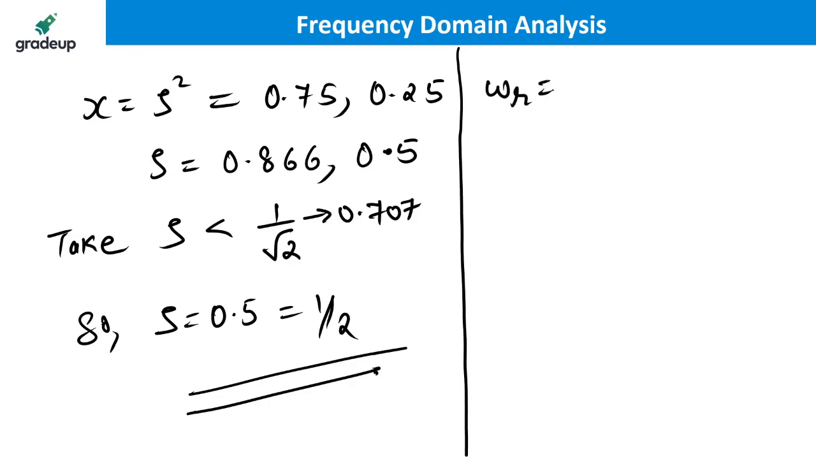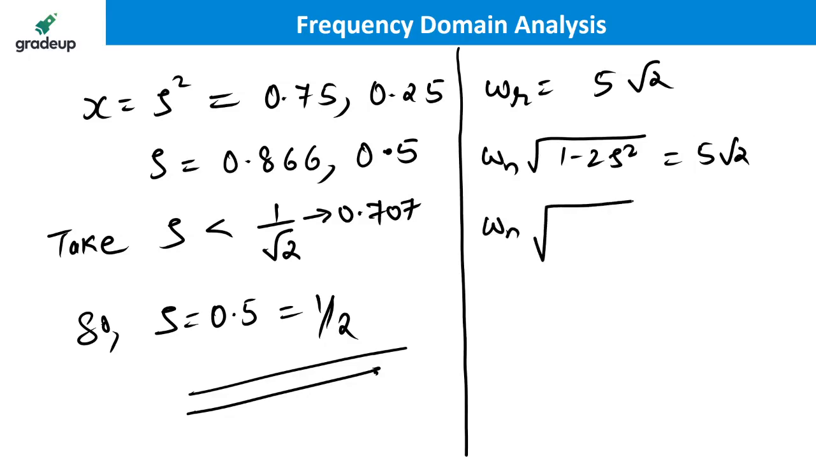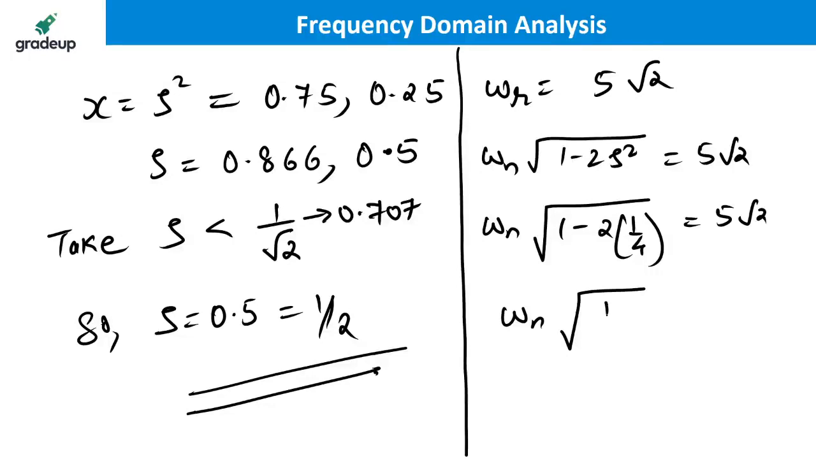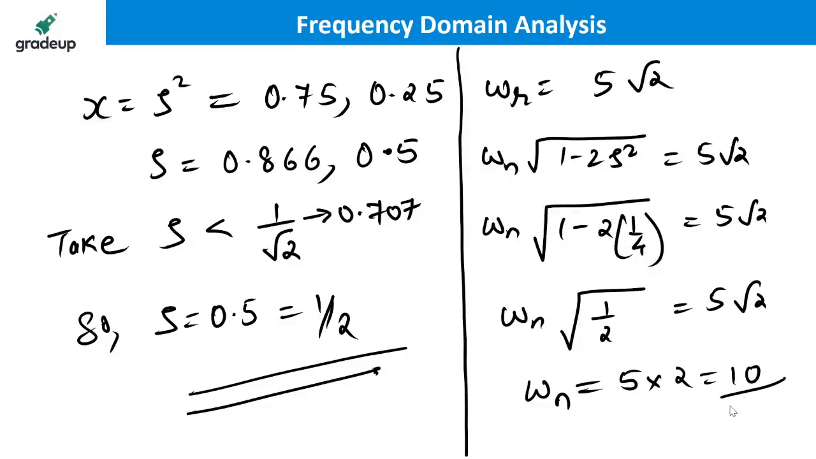Now, what is omega r? That is 5 root 2. So omega r is omega n under root 1 minus 2 zeta square, which is 5 root 2. So omega n into under root of 1 minus half, that is half, equals 5 root 2. Shifting root 2 to the right side, omega n is equal to 5 into root 2 into 2, that is 5 into 2, so omega n is equal to 10. So here we have only one answer, equal to 10.